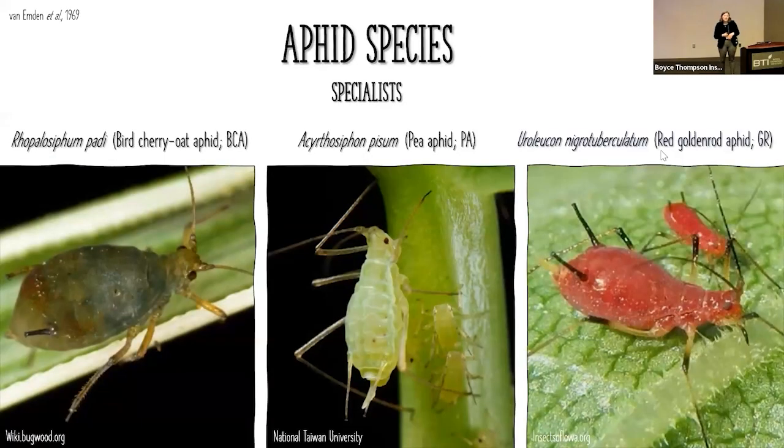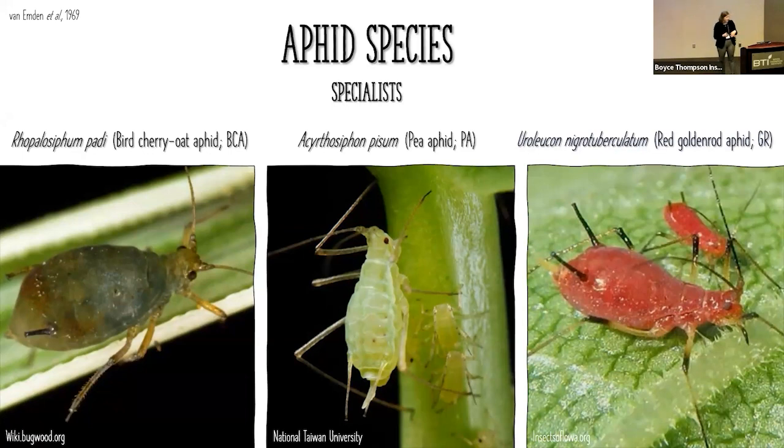So I used 5 different aphid species for my project, 3 of which were specialists. Specialist aphids feed on one specific host plant family and potentially only 1 or 2 species within that family. I'll be referring to each aphid with a short letter acronym just for easiness. So I used R. padi, which is the bird cherry oat aphid, BCA. I also used A. pisum, which is the pea aphid, and U. nigrotuberculatum, which is the red goldenrod aphid.